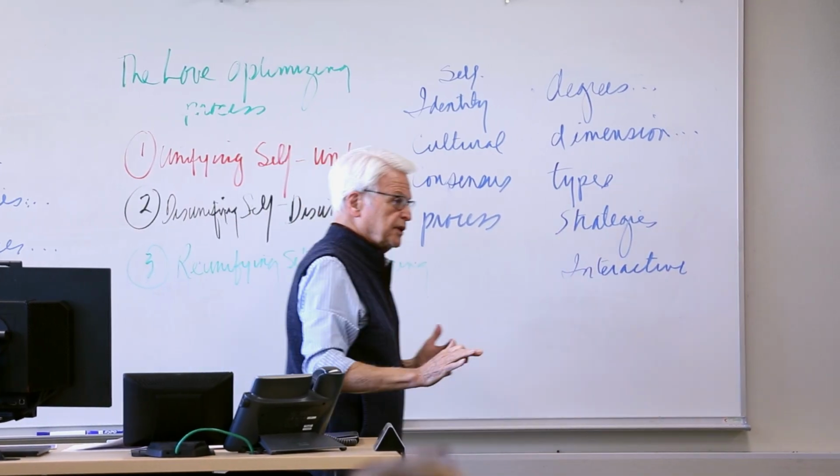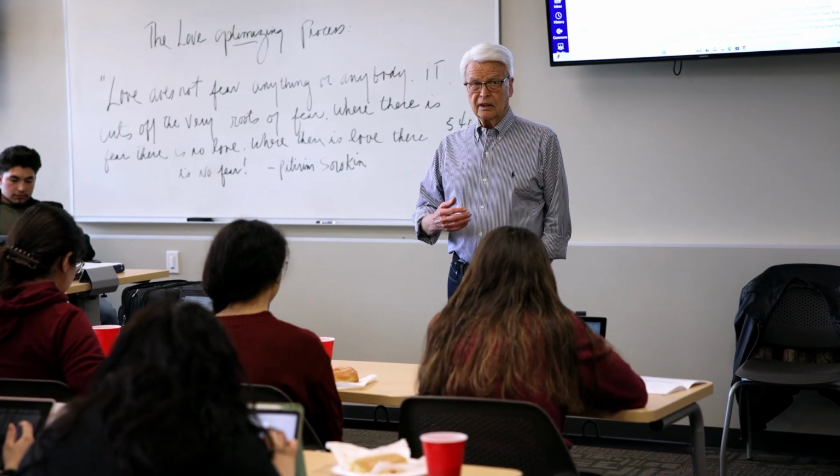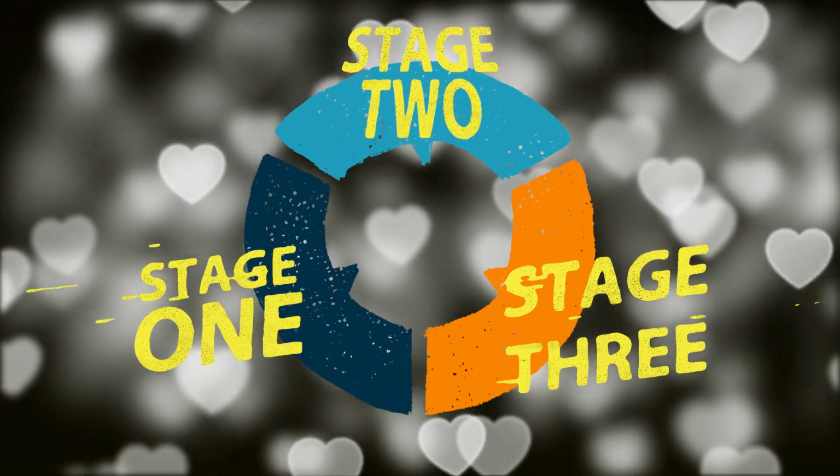I know what you're thinking. Love? Why are we talking about love in a sociology class? Well, that very question is part of what we aim to explore. Can we use the tools of sociology to gain insight on the topic of love? Let's find out. The love optimizing process is a set of 3 stages about loving relationships.